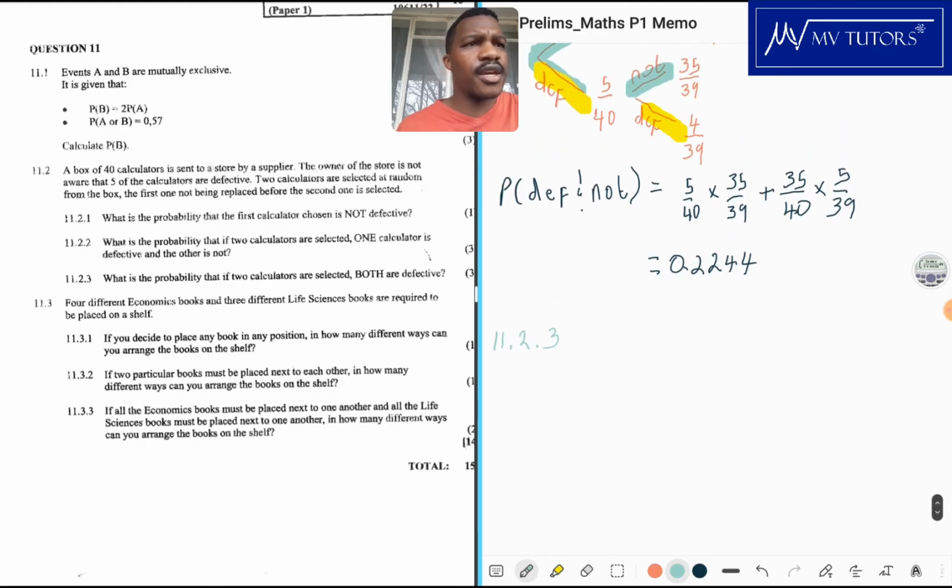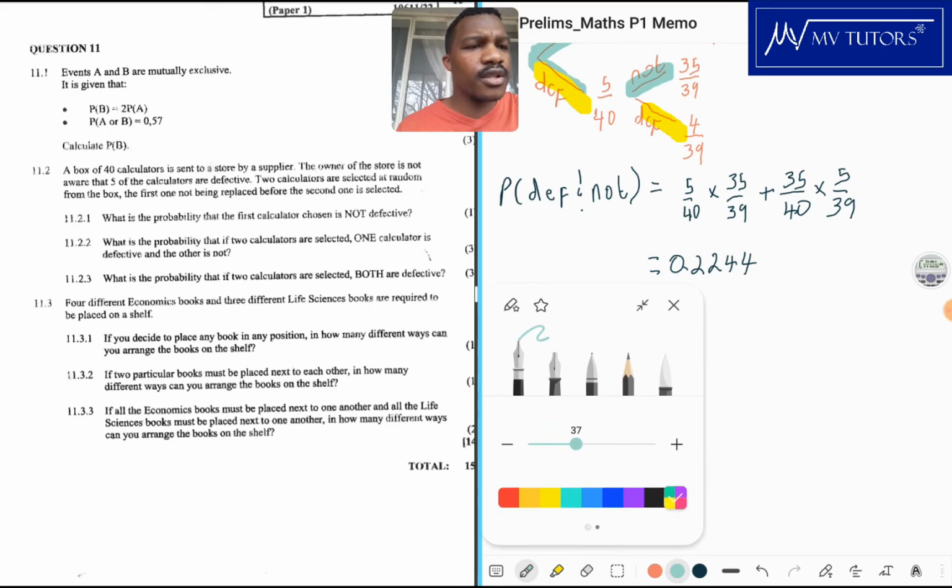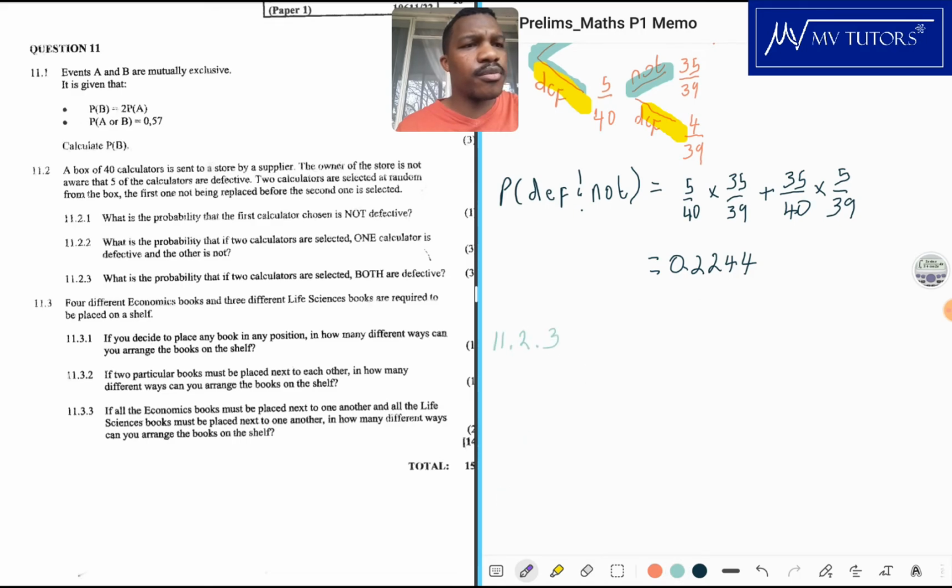Okay, so we're following the yellow path. Let's choose a different color pen. Let's go purple. If you follow that path, the probability that the first one is defective and the second one is also defective is going to be 5/40 times 4/39.